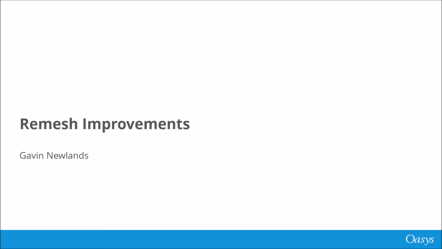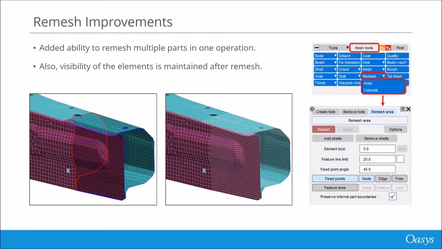So moving on now, just a couple of small but useful improvements to the remesh functionality. So we've added the ability to remesh multiple parts in one operation. Previously, when using Remesh Area, you could just select to remesh elements on one individual part. Also, the visibility of the elements is maintained after remesh, which didn't happen before.